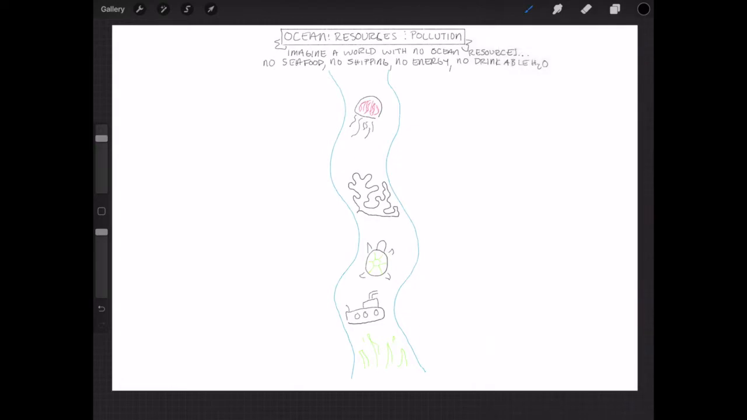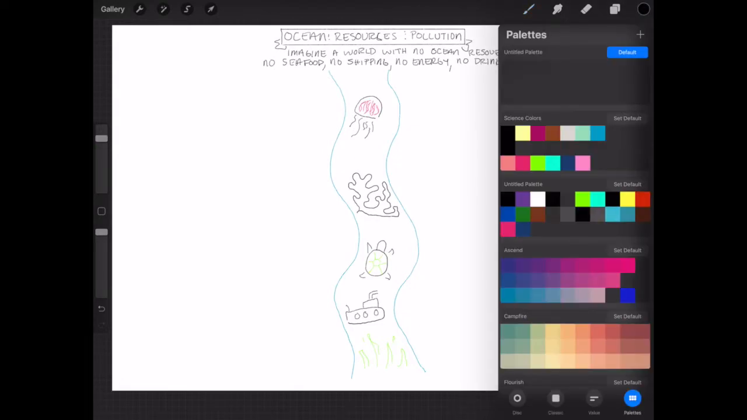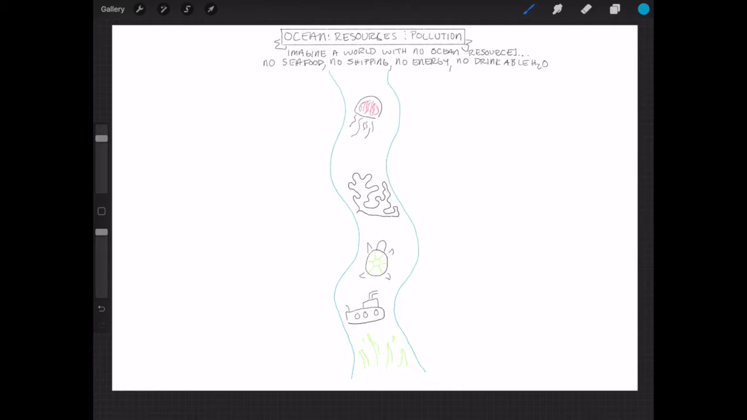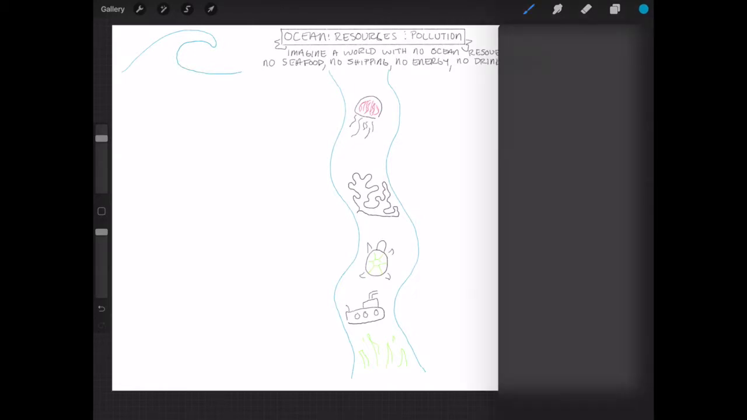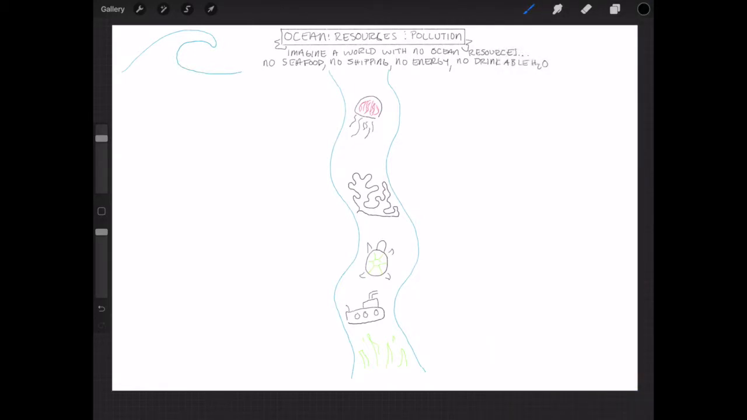Okay, so let's talk about the resources that come from the ocean. Make a nice little wave right here. And we're right in resources. And let's do a little fish right here. Just why not, right? Let's redo that little fish. He looks a little weird. Whee! Right. It's just sailing on the wave.